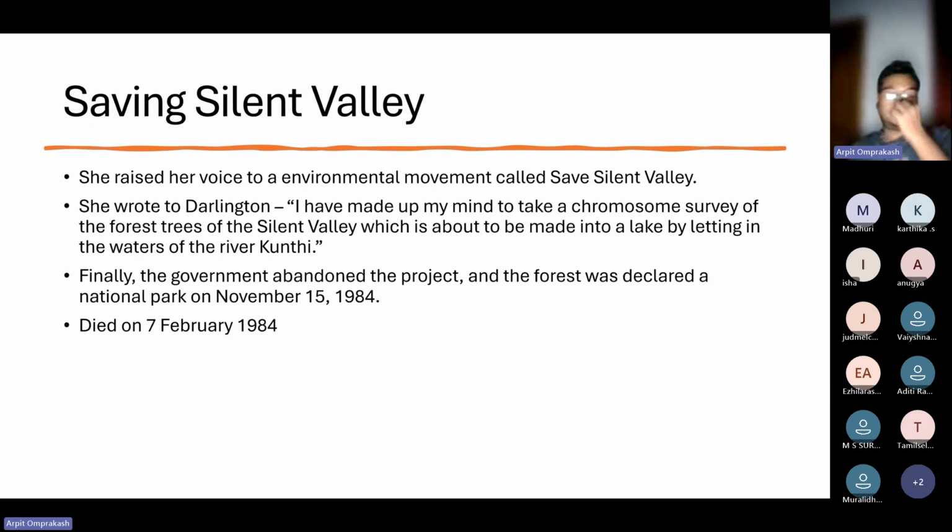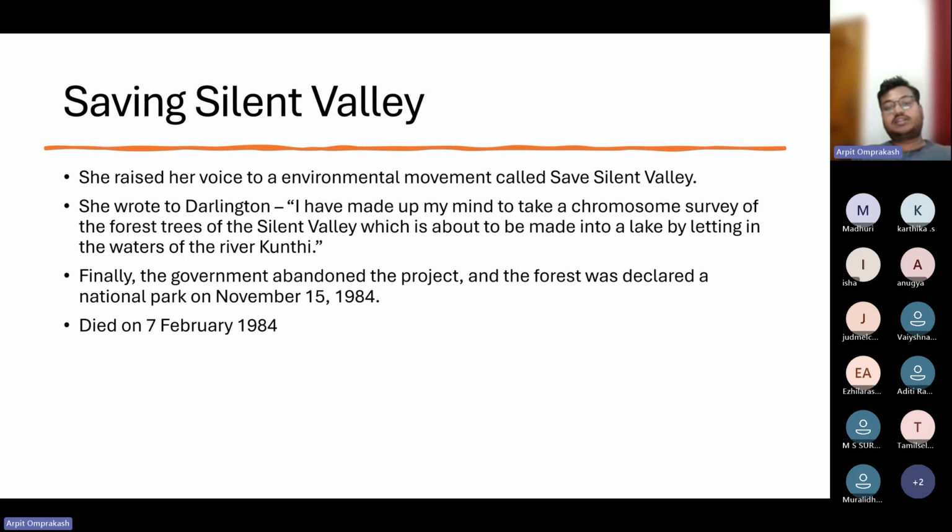Then another thing happened, which was that the government was trying to build a dam in the Silent Valley area in Kerala. So basically, the dam would have flooded a lot of the Silent Valley rainforest that is present in that area. So she raised her voice against that and started an environmental movement called Save Silent Valley.